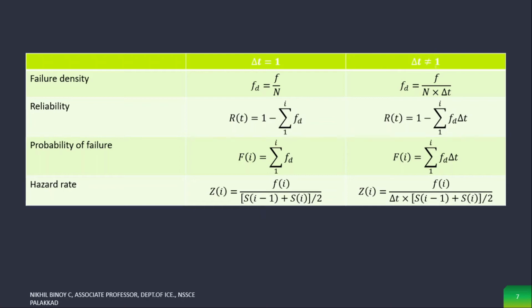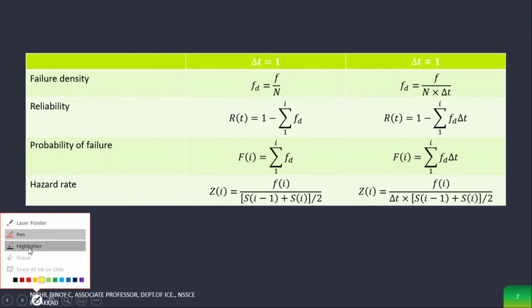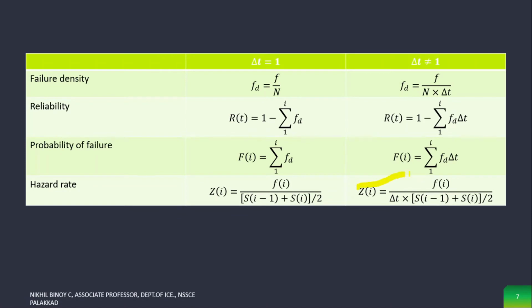Now if Δt not equal to 1, failure density is fd is equal to f by N into Δt, reliability is R(t) is equal to 1 minus sigma 1 to i fd Δt, probability of failure, that is P(F(t)), please note, is equal to sigma 1 to i fd into Δt, hazard rate z(i) is equal to f(i) divided by Δt into [(S(i−1) + S(i))/2].